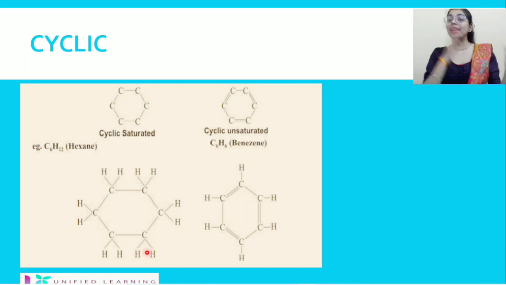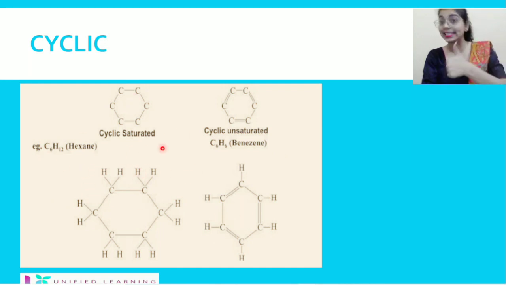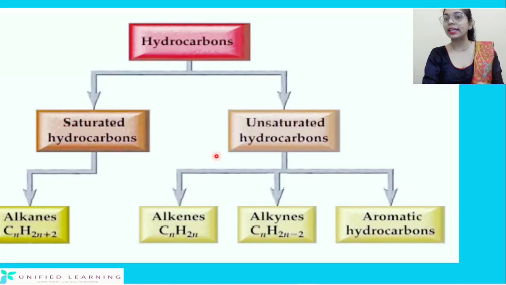Moving further with the cyclic structure: we are done with the straight chain structure and branch chain structure, and we have cyclic structure as well. In cyclic structure, there is cyclic saturated and cyclic unsaturated. To understand saturated and unsaturated, we'll move to the next slide, but before that, please understand what is cyclic. Here we don't have any straight chain or branch chain, but a cyclic structure of hexane. This is an example of hexane only.